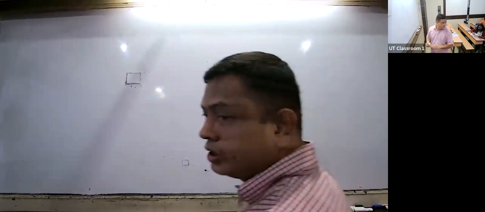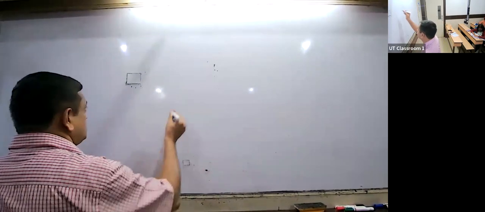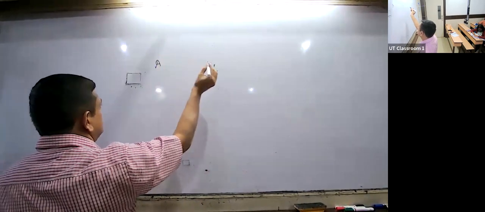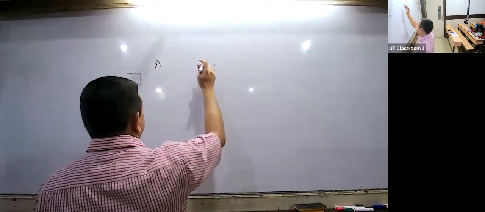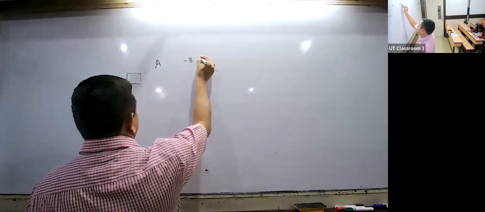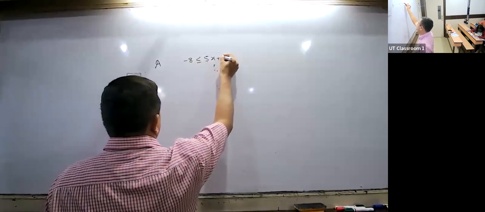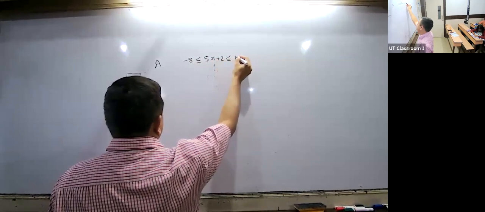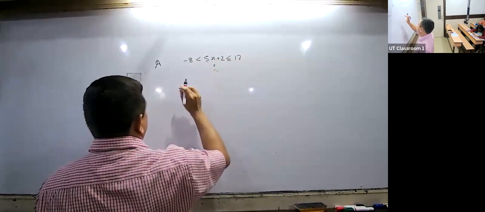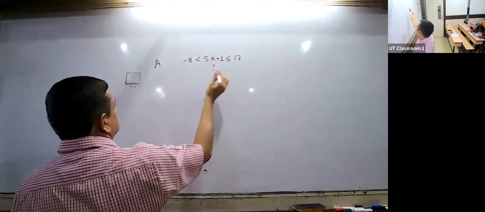Okay, Ishmi Singh, read question number 10. Given A is equal to {x : -8 < 5x + 2 ≤ 17, x ∈ I}. Hey, please, others, all of you be quiet. x belongs to integers.